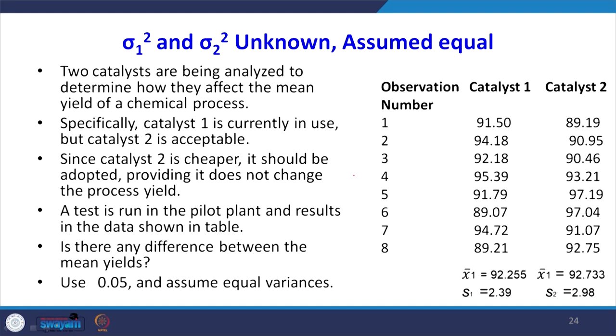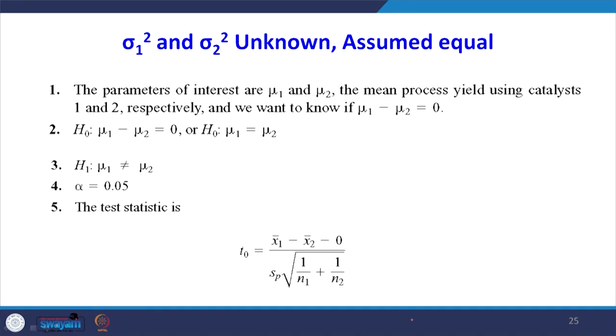Is there any difference between mean yields? Use alpha equal to 0.05 and assume equal variances. By looking at this problem, you see that the variances are equal, and nowhere is the population variance given. So, we should go for a two sample t test assuming equal variance.